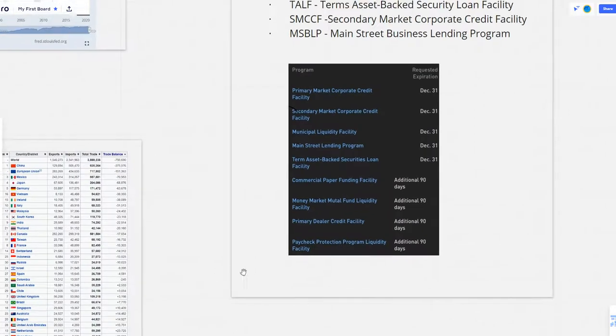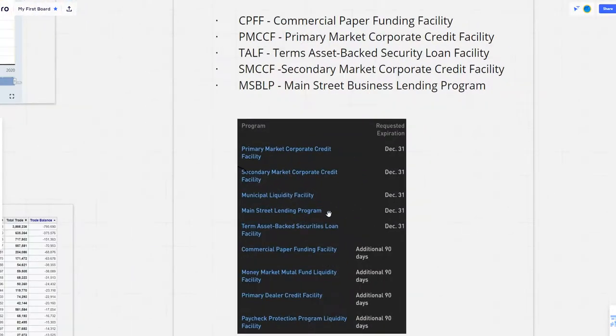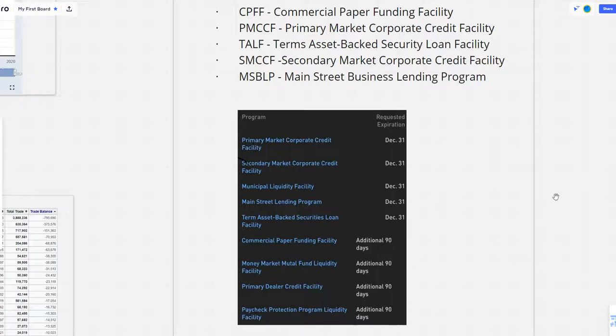Now, if that's not bad enough, look at all the money, the lending facilities, the CARES Act. Who are we caring for? The corporate credit, right? Secondary market corporate credit facility. Municipal liquidity facility. All right, here's one, this is ours: the Main Street Lending Program. Okay, that's good. Asset-backed security loans, commercial paper, money market mutual fund liquidity facility, primary dealer, right? That's the CARES Act. And then we have the Paycheck Protection Program, liquidity for the airlines. So this is the CARES Act, right?